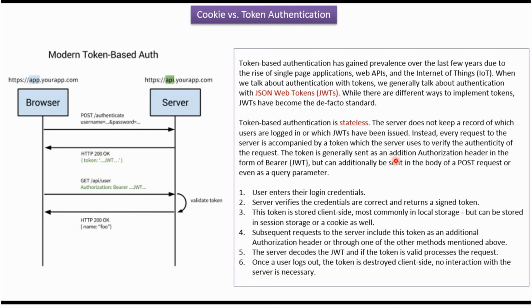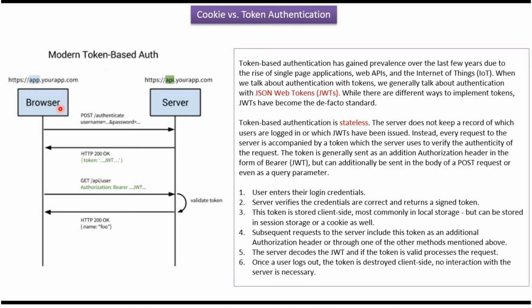Usually, the token is sent as part of the authorization header like this: Bearer space JWT token. The JWT token can also be sent along with the body of a POST request or even as a query parameter. Now we will see how token-based authentication works.